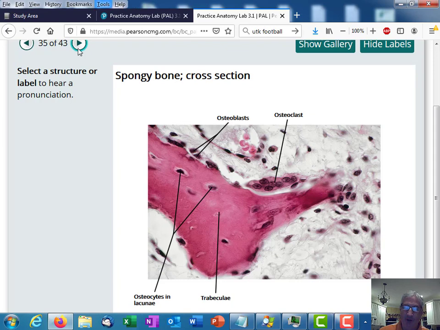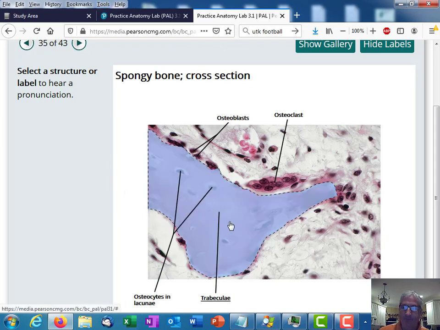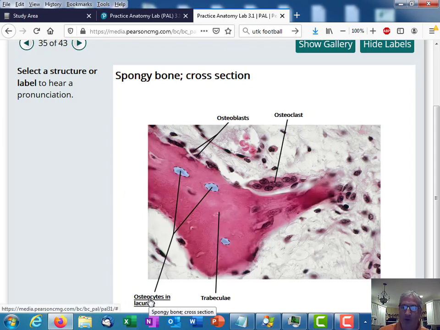So here's your spongy bone. Here's your trabecula. Here, osteocytes are in the lacuna. Oh, that's funny, it looks like a little face, a little smiley. Osteoblasts there, and then an osteoclast here. So you can look at the osteoclast.